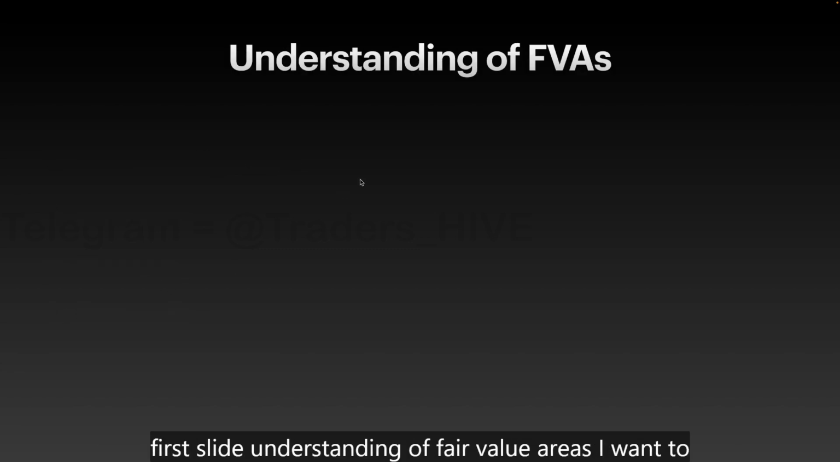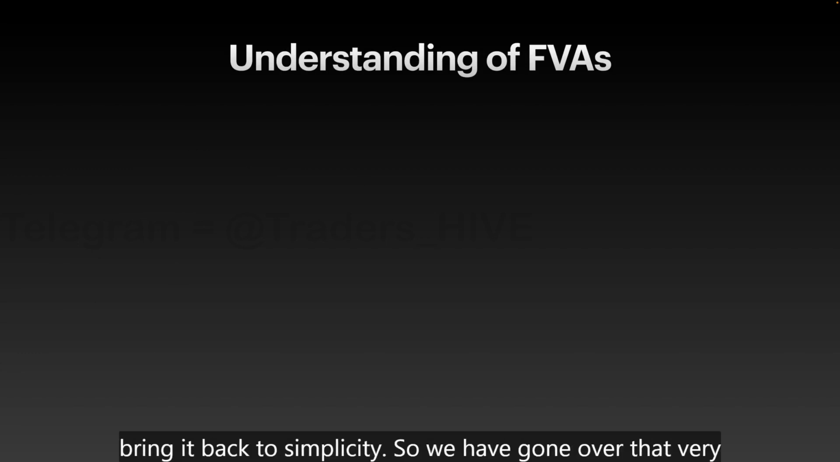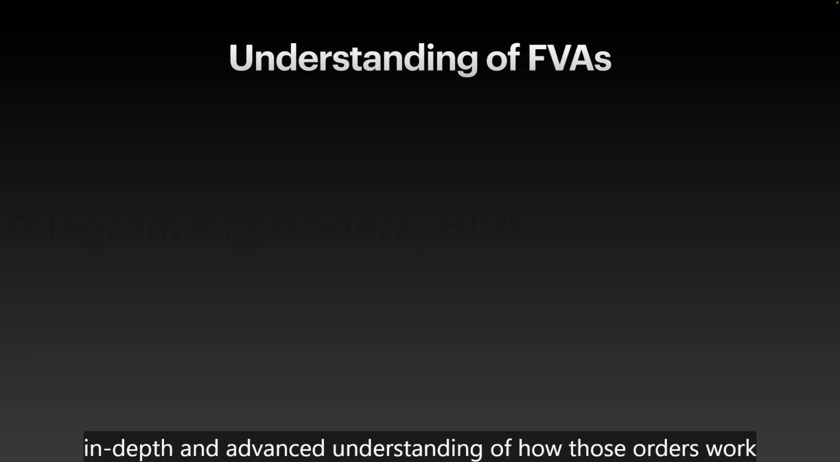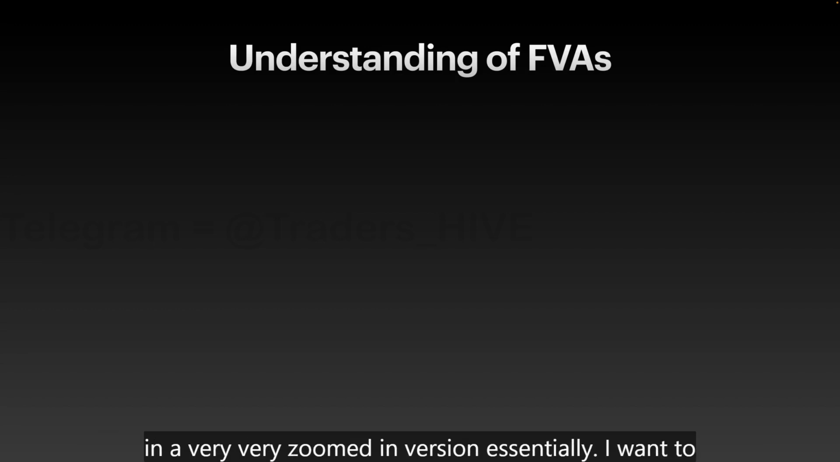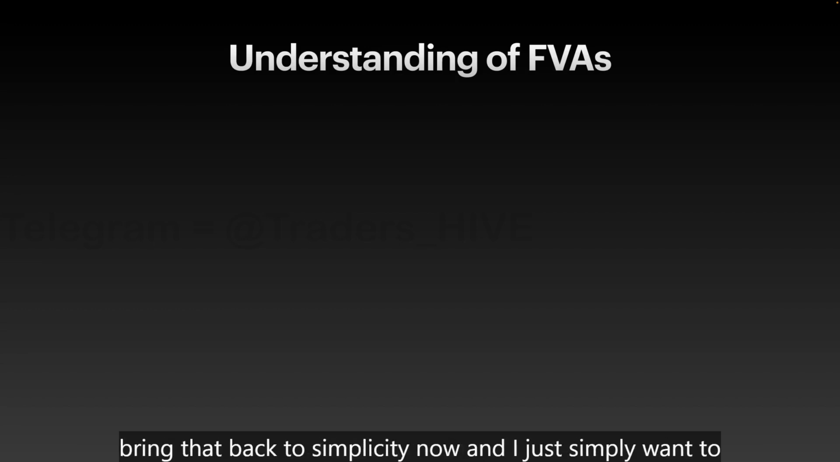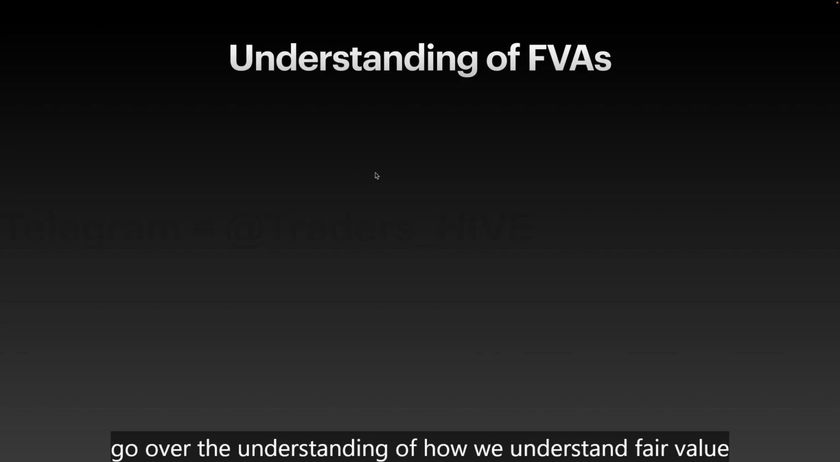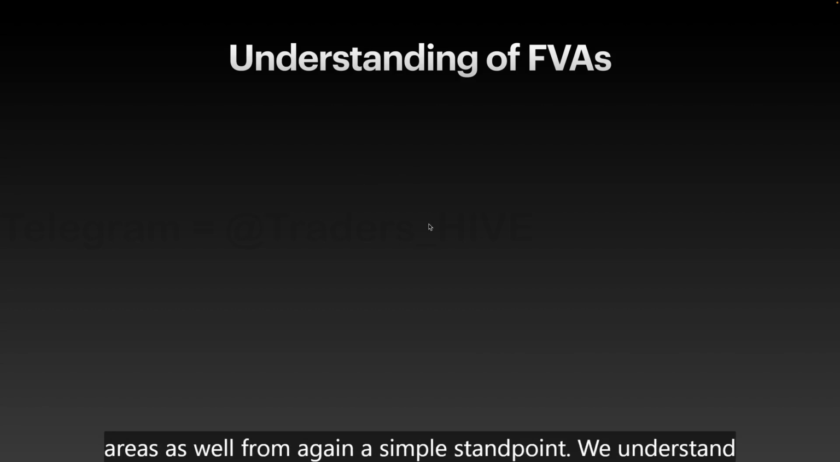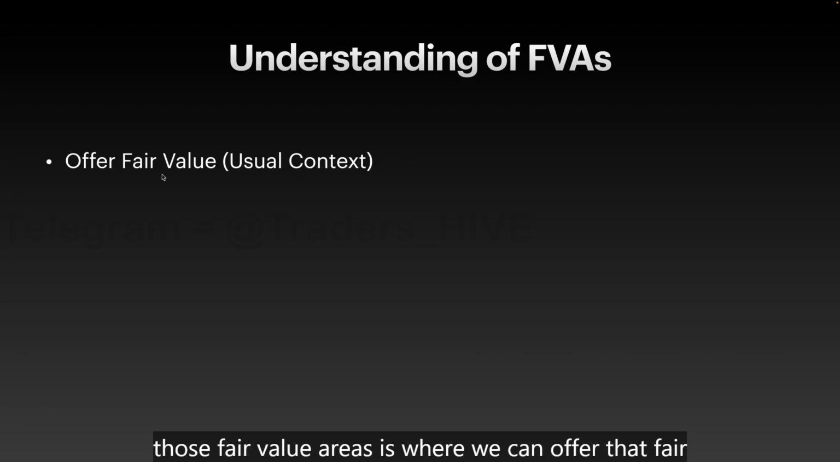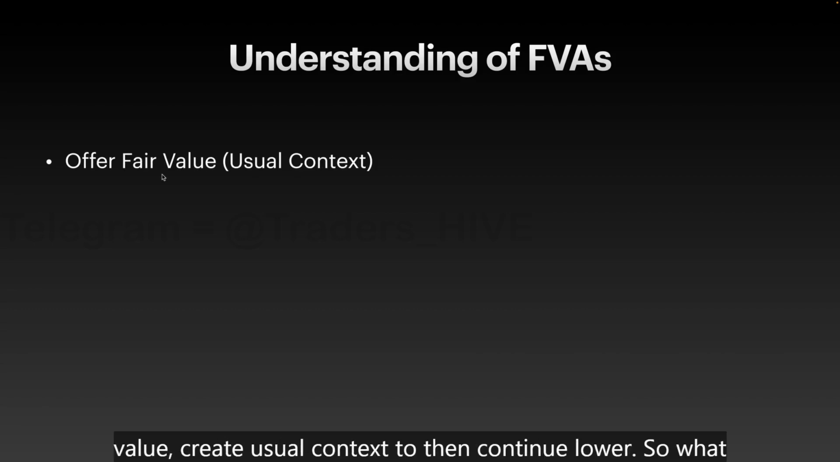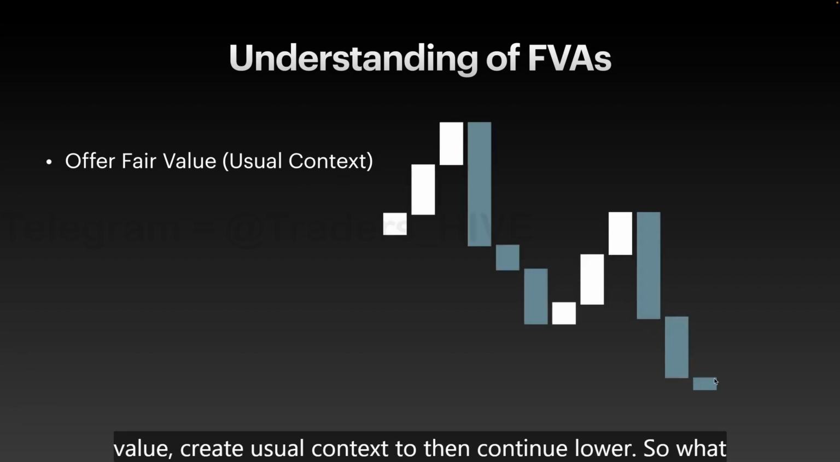Now, in the first slide, understanding of fair value areas, I want to bring it back to simplicity. So we have gone over that very in-depth and advanced understanding of how those orders work in a very, very zoomed in version, essentially. I want to bring that back to simplicity now, and I just simply want to go over the understanding of how we understand fair value areas as well from, again, a simple standpoint. We understand those fair value areas is where we can offer that fair value, create usable context to then continue lower.